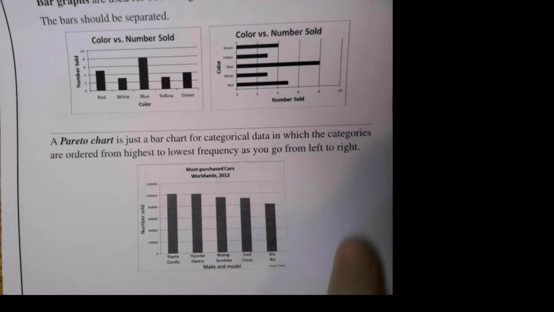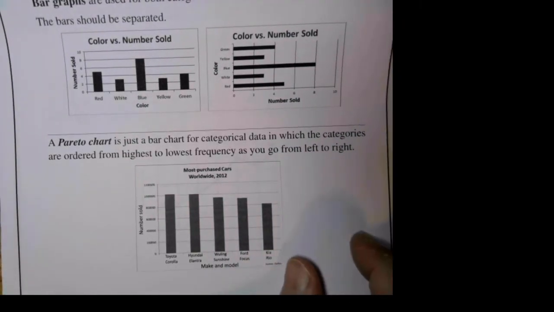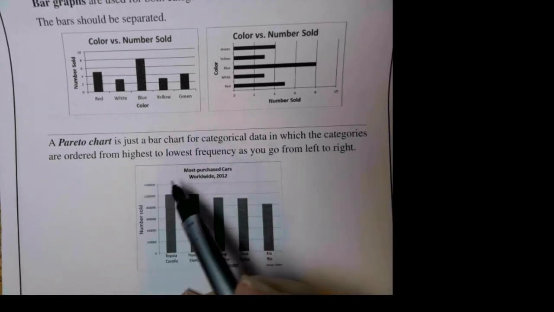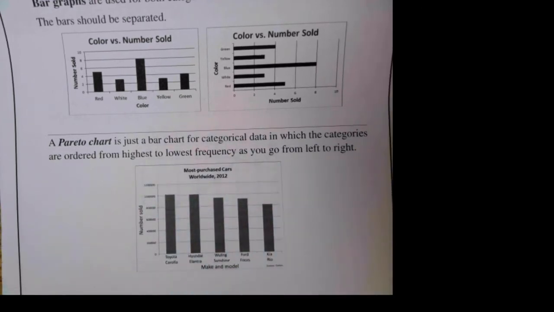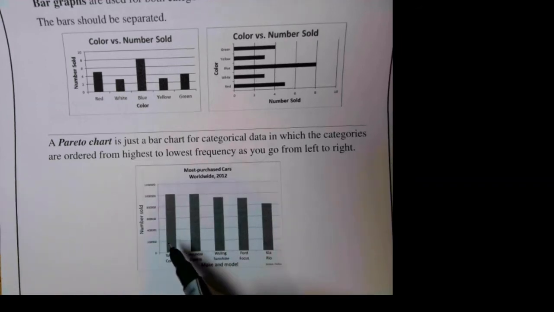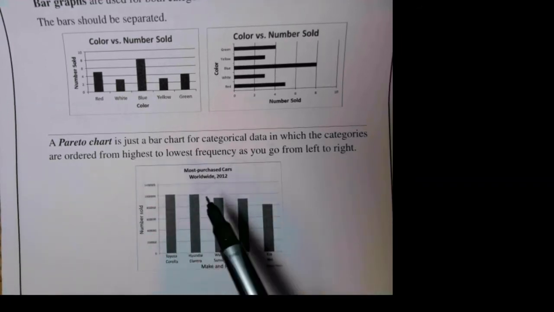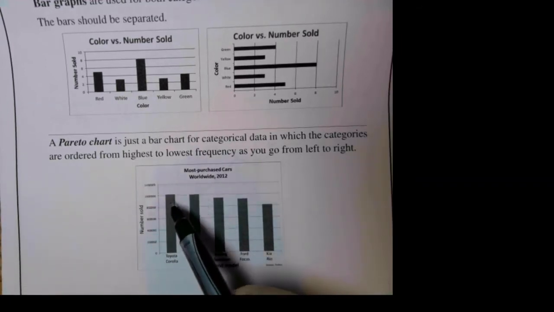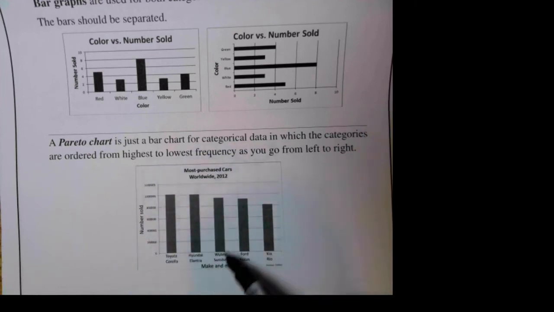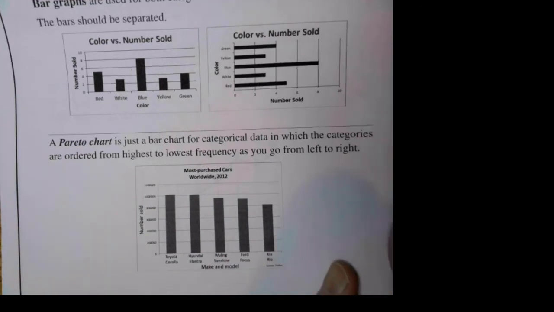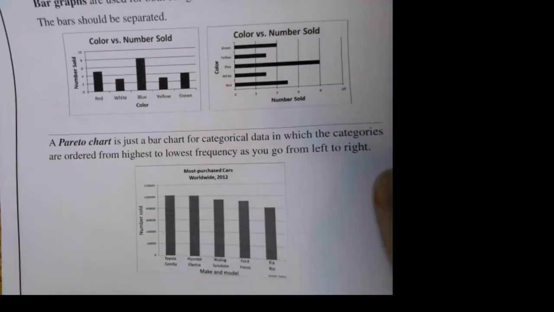A Pareto chart, as it's called, is just a bar chart for categorical data in which the categories are ordered from highest to lowest frequency as you go from left to right. This is widely used in social science presentations because it allows you to see what the most important categories are, all grouped together. If you have many more categories, then it's much more useful. You just get to see where the bulk of the data is right away.